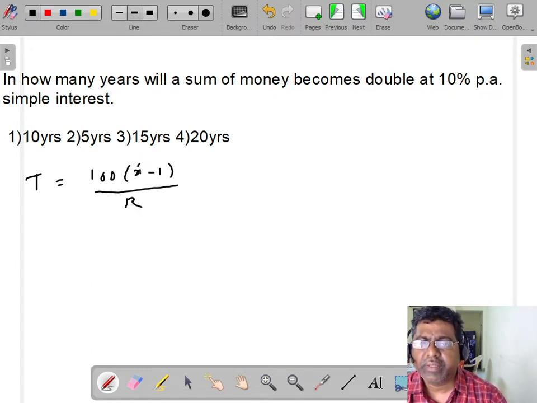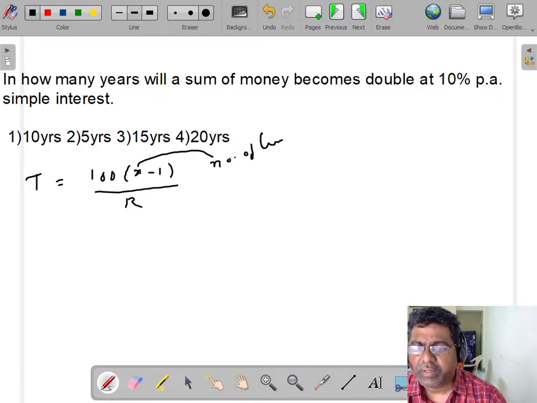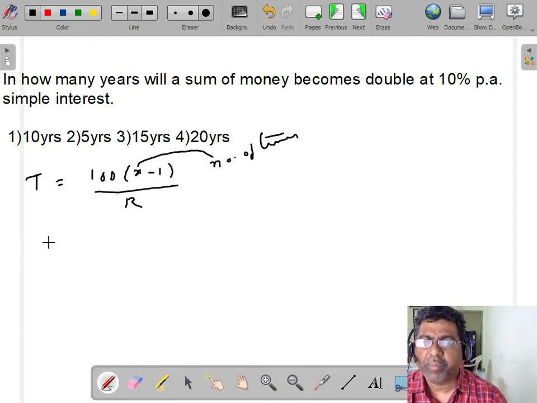x means number of times. Double means in place of x you can take 2, triple means in place of x you can take 3, 4 means in place of x you can take 4. So now apply the value.